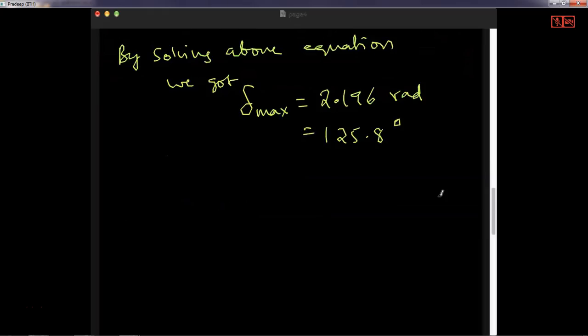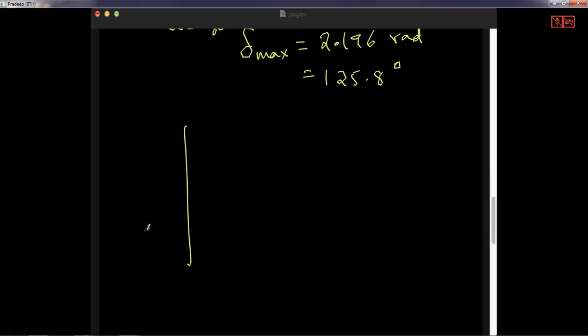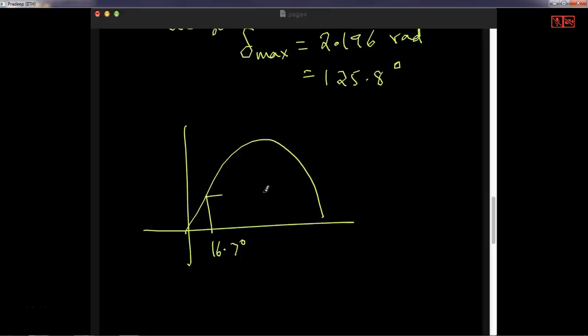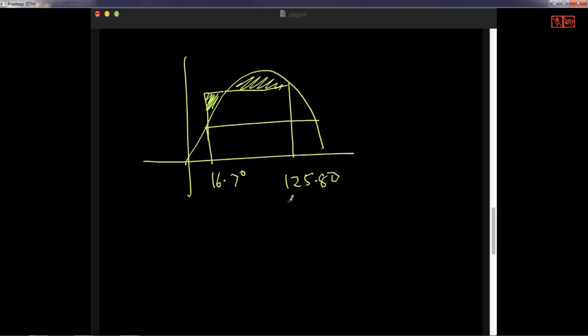So the final answer is, if my initial angle is 16.7 degrees, then I can go up to, sorry, I can go up to 125.8 degrees, such that these two areas are equal. This area is equal to this area. So this 125.8 degrees is my delta max.